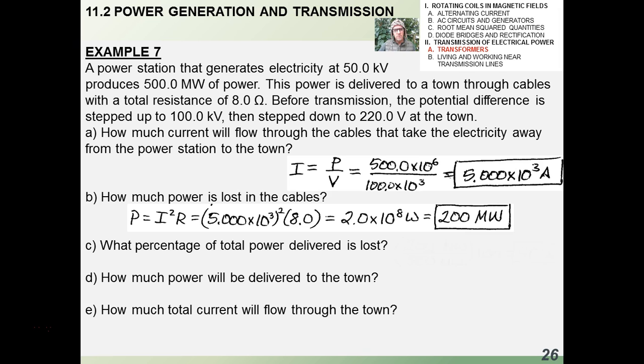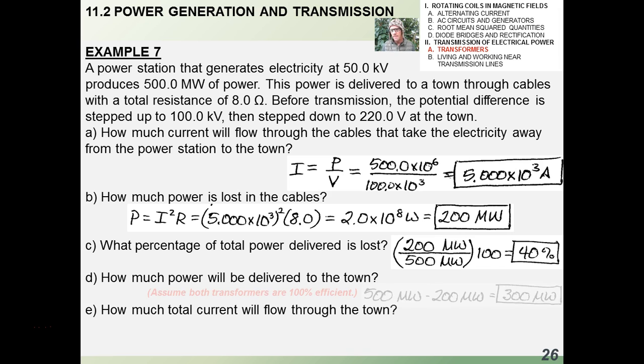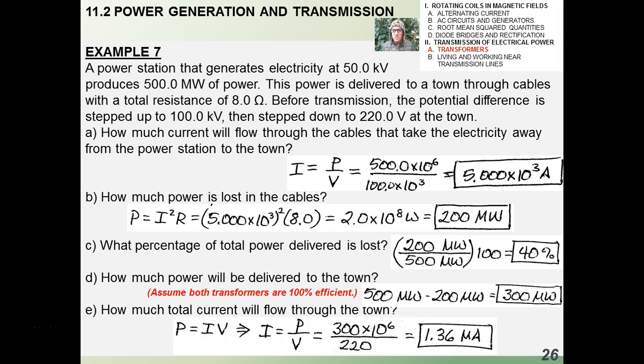That's 200 megawatts. The total power that's lost is going to be the ratio of 200 megawatts to the power given in the problem. Sorry, 500 megawatts given in the problem. 200 divided by that times 100 is 40%. How much power is delivered to the town? Now, we always assume that the transformers are 100% efficient. That's 300 megawatts. So therefore, how much total current flows through the town? 1.36 mega amps. Okay, so a very, very typical application of this kind of thing.